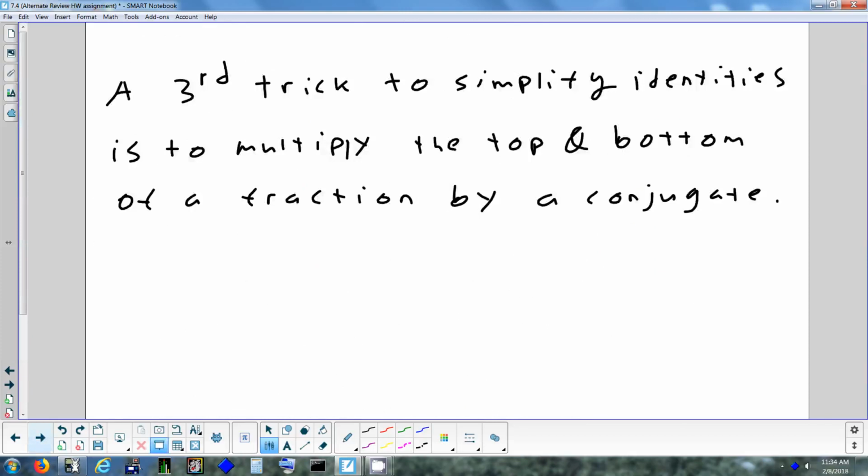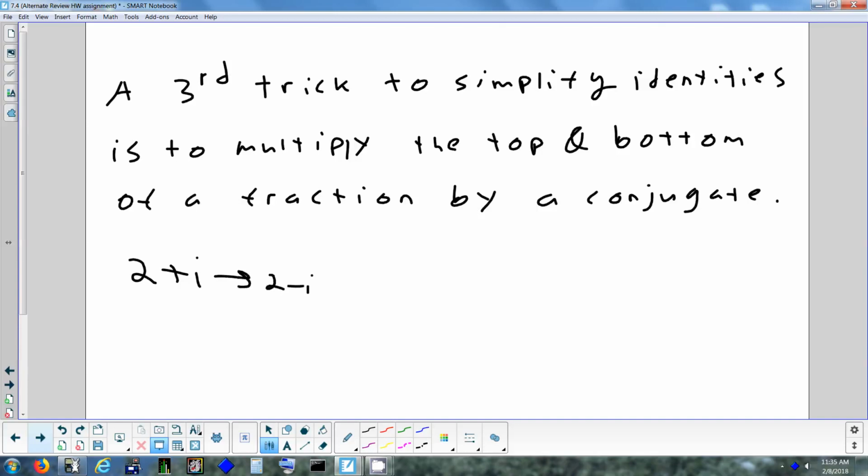All right, so the third trick. These aren't the only tricks you use with trig identities. These are just ones that are very common. But a third trick you can try is multiplying by the conjugate. So remember when we did imaginary numbers? If you had 2 plus i, what was the conjugate of 2 plus i? Anyone remember? Yep. 2 minus i.